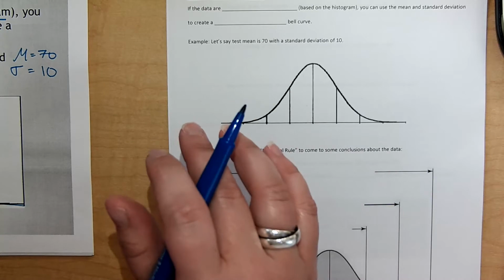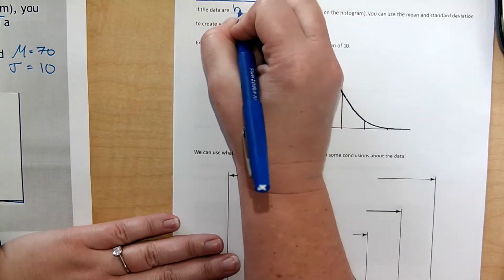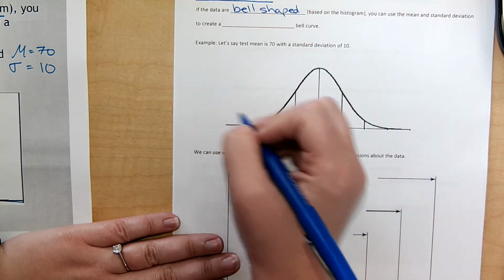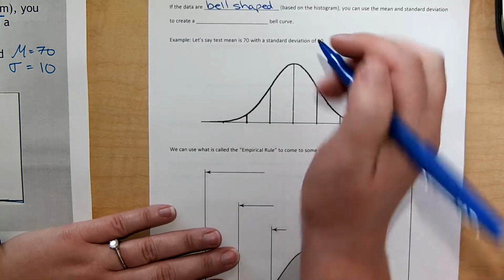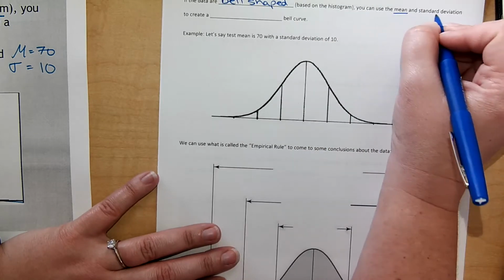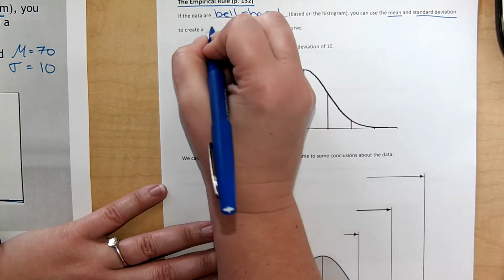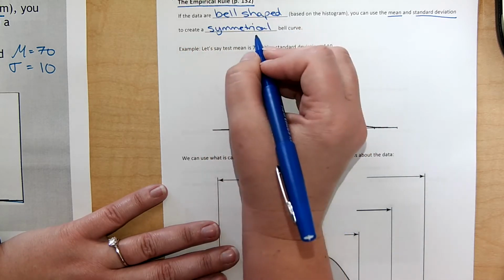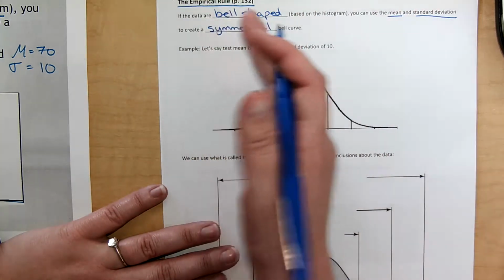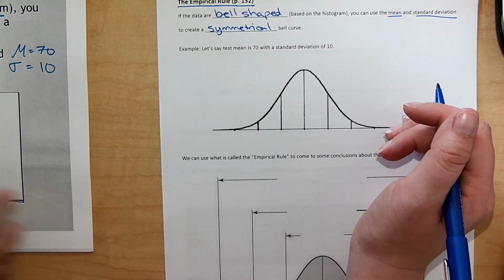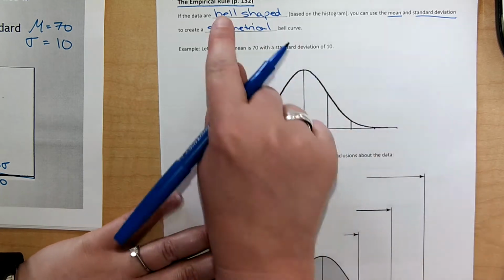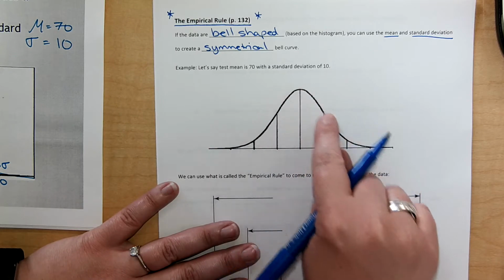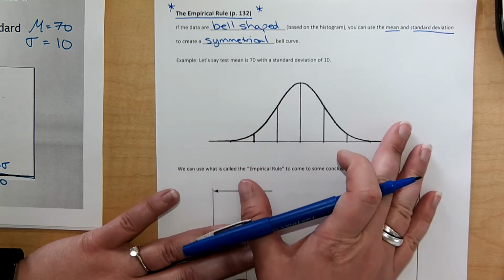So if the data are bell-shaped based on the histogram, so if we look at the histogram and we see that the data are bell-shaped, which is kind of that bell shape, you can use the mean and the standard deviation to create a symmetrical bell curve. Remember, symmetrical means the same on both sides. It's like a mirror reflection on both sides. So in your homework, you should see the words bell-shaped in the problem. And if it's bell-shaped, you can draw this little bell picture.